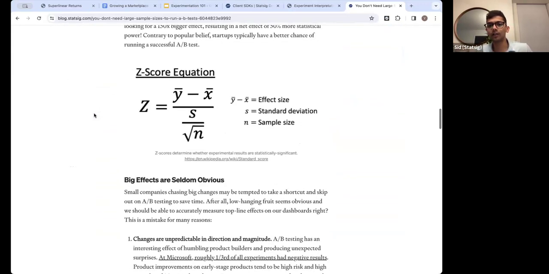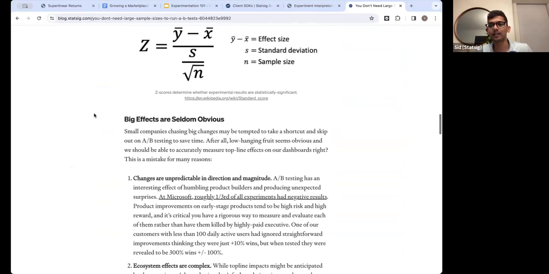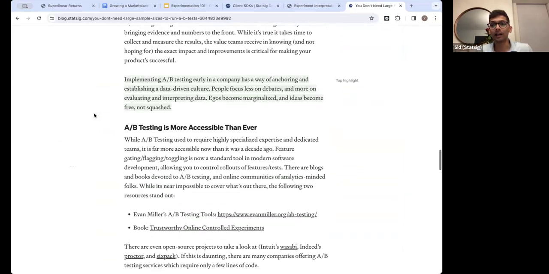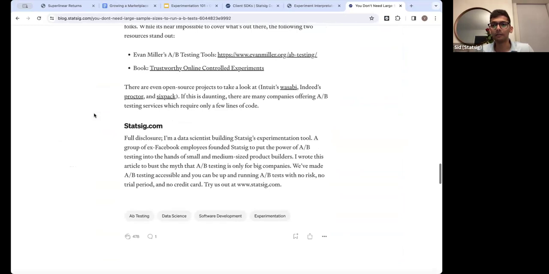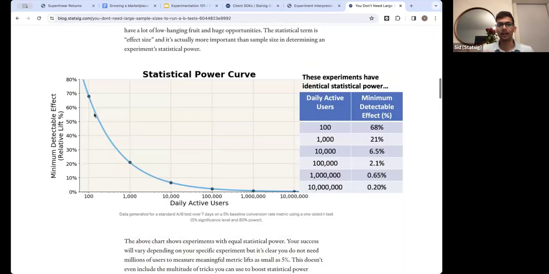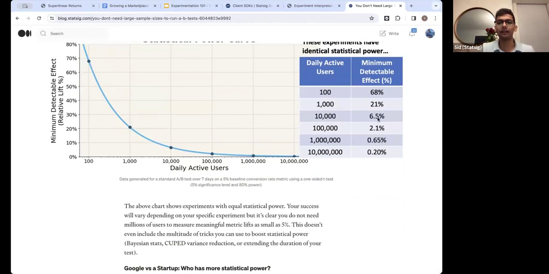It also talks about the answer to a previous question, which is, the title of the blog is You Don't Need a Million Users to Experiment. So even if you're a smaller company, you can definitely take advantage of it.